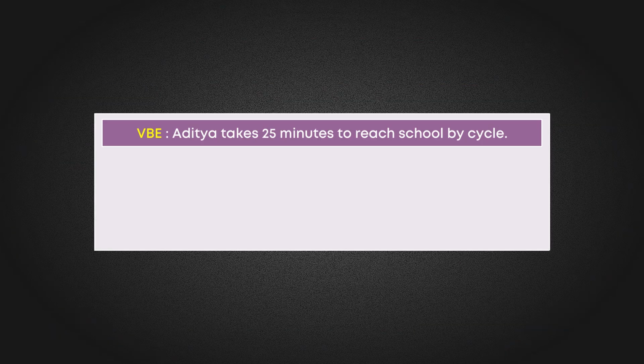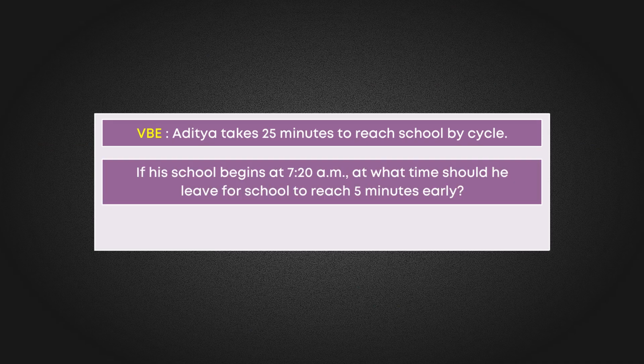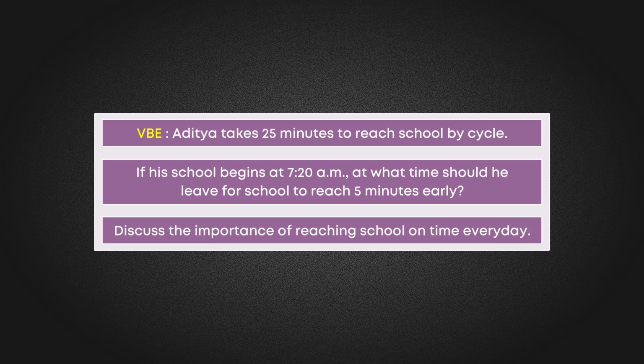VBE. Aditya takes 25 minutes to reach school by cycle. If his school begins at 7:20 a.m., at what time should he leave for school to reach 5 minutes early? Discuss the importance of reaching school on time every day.